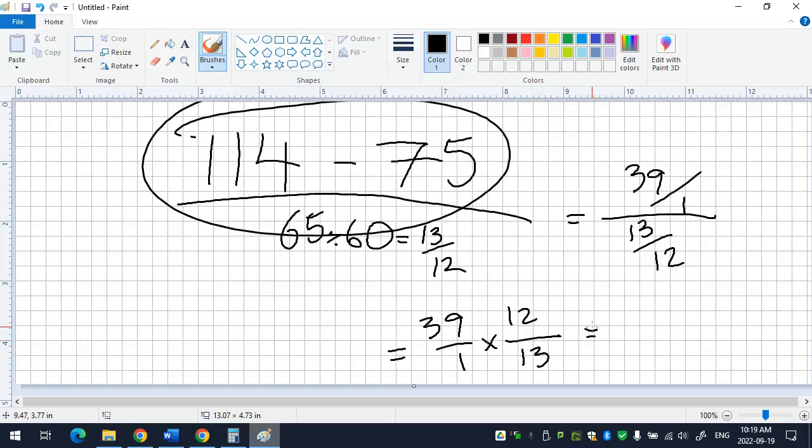Do you really think I'm going to multiply 39 times 12 in my head? No. I'm going to simplify, because they can always switch the location to make the friendly ones go together. What's 39 divided by 13? How many 13s in 39? 3. This divides by 13 gives you 3.